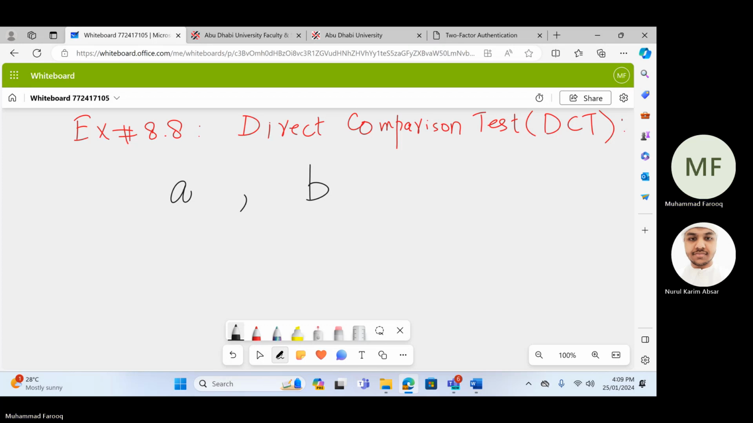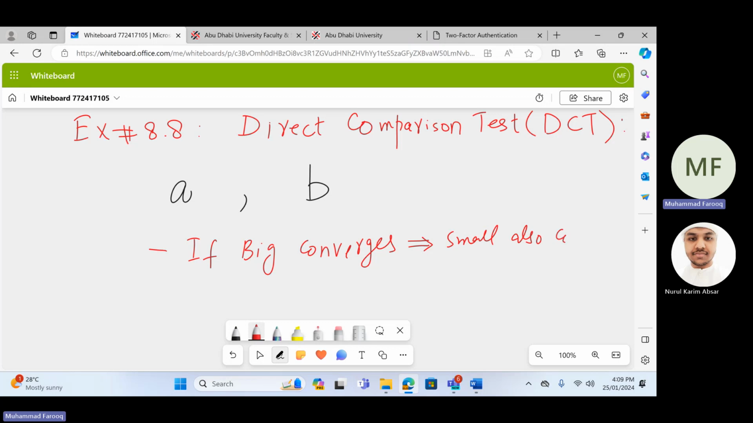Understand? Now, after checking big and small, you have to check this condition. DCT has only two options. One, if big converges, this implies that small also converges. First option for DCT is that if big converges, small also converges.